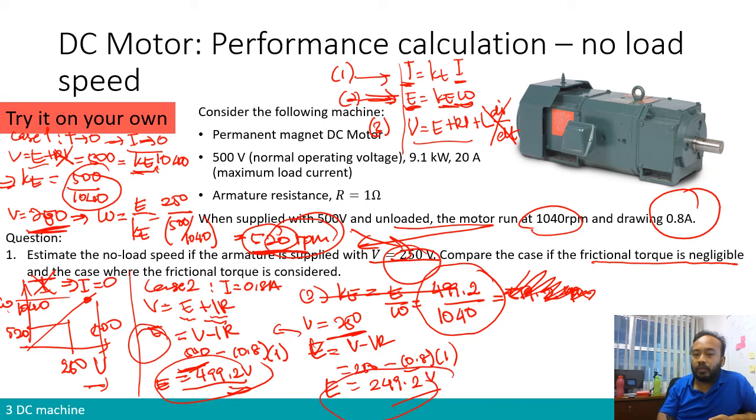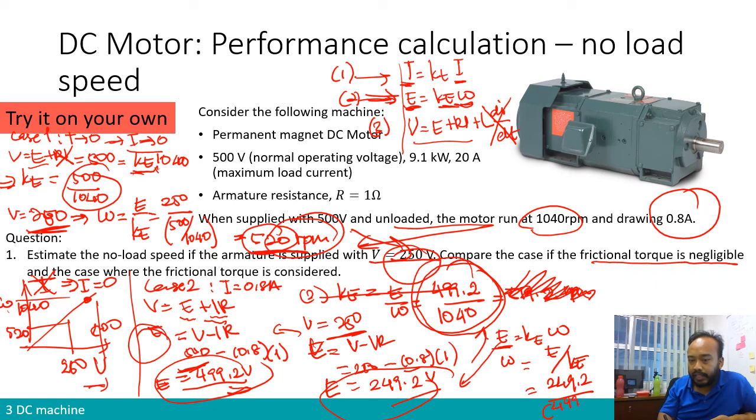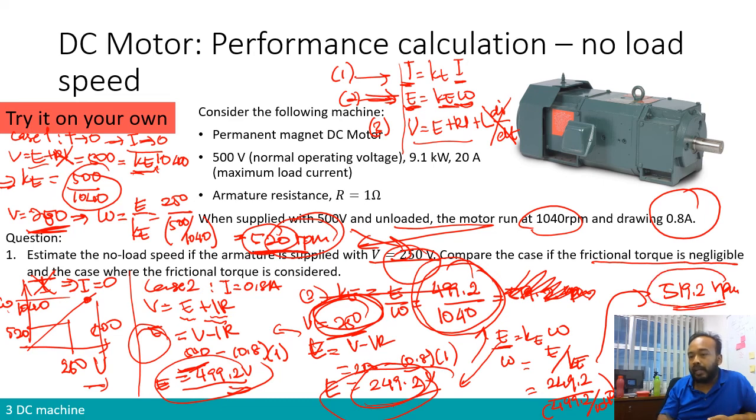Getting our E over here, we can go back to the second equation, where E equals KE multiplied by omega. Therefore, the omega that we will have now, with E equal to 249.2, will be equal to E divided by KE, right? So our E now is 249.2 divided by KE. Our KE is over here, 499.2 divided by 1040. So at the end you will get the answer of 519.2 RPM. So the rotational speed of the motor with a voltage of 250 volts: at 250 volts, your back EMF will become 249.2 and the speed will become 519.2.